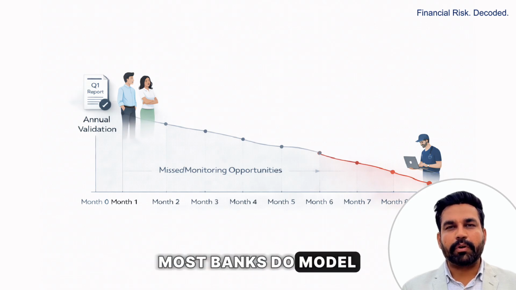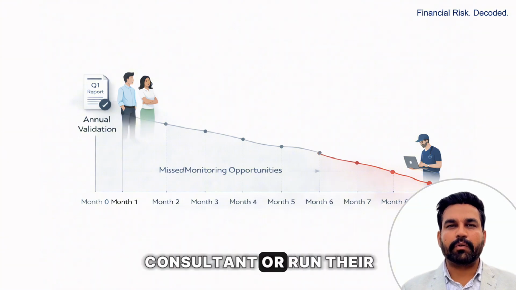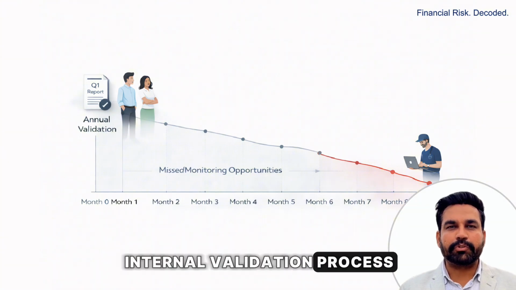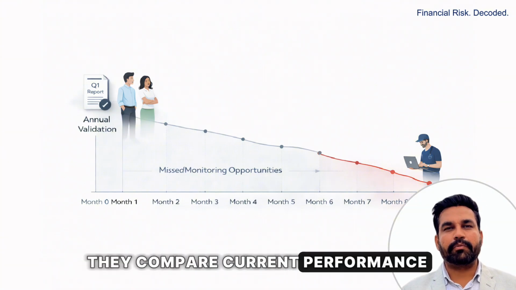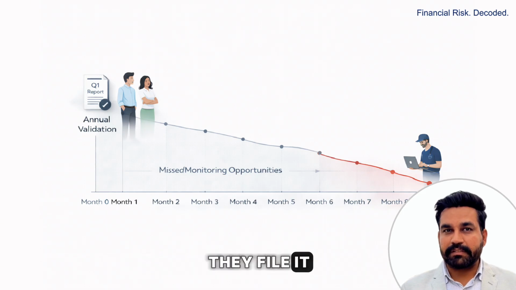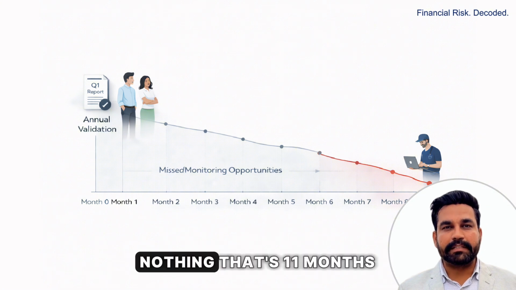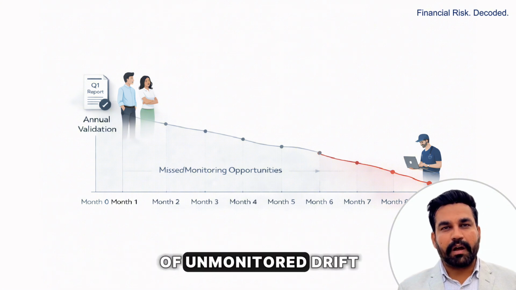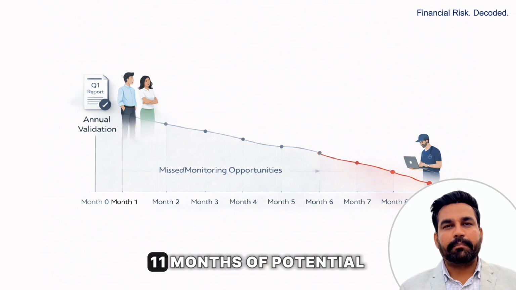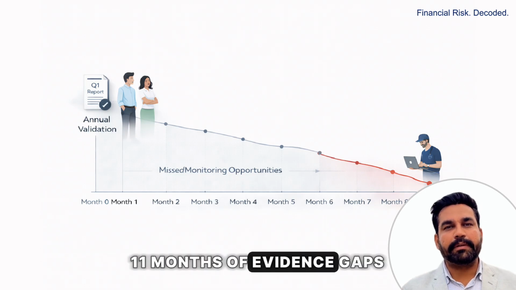Most banks do model validation annually. Once a year, they bring in a consultant or run their internal validation process. They compare current performance to original benchmarks. They write a report, they file it. And you know what happens in the 11 months between validations? Nothing. That's 11 months of unmonitored drift. 11 months of potential performance degradation. 11 months of evidence gaps.